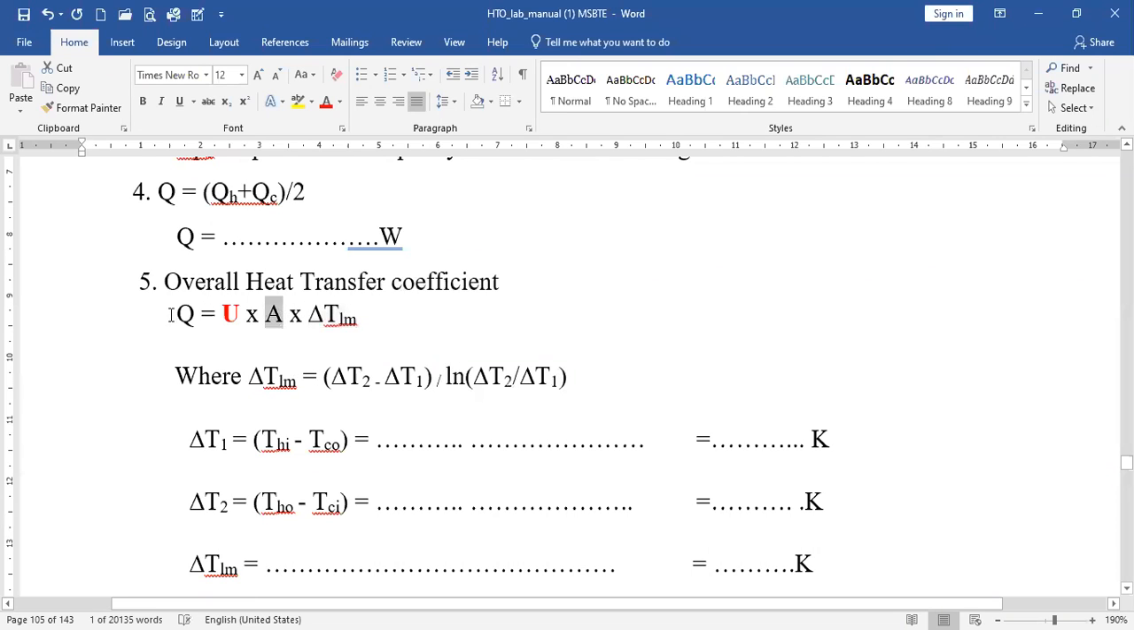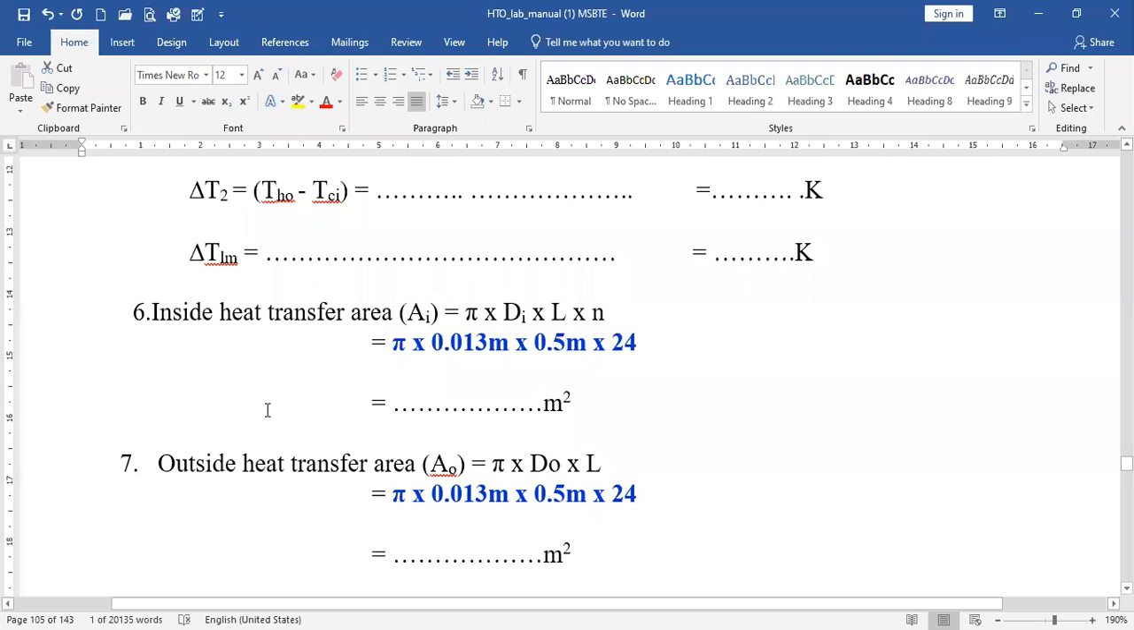So we can calculate this LMTD value, and then we can put this delta TLM value, A value, and Q value in this formula, and on the basis of these parameters we can calculate the capital U, that is the overall heat transfer coefficient. So that is our aim.